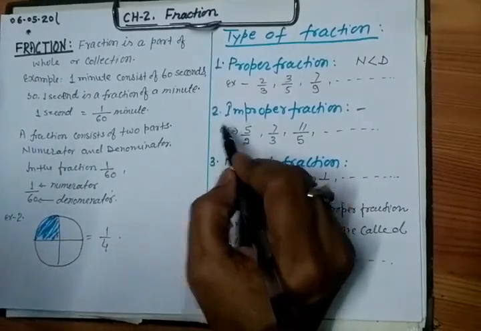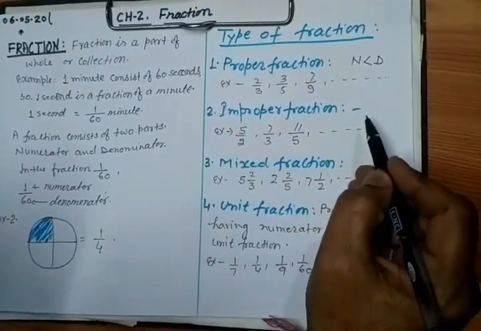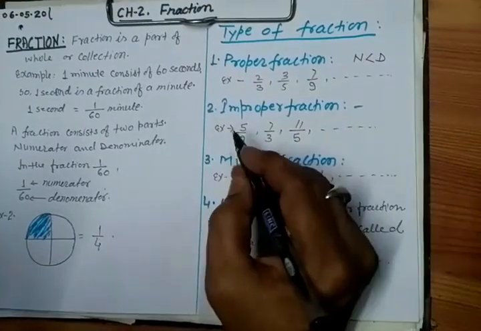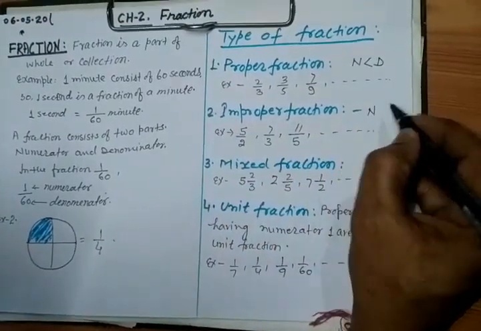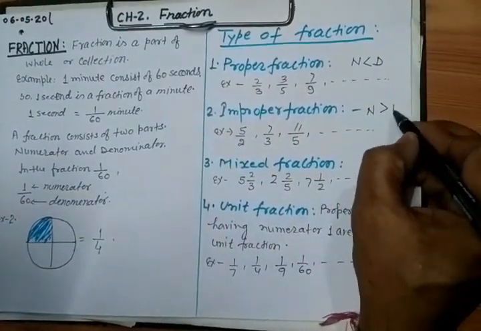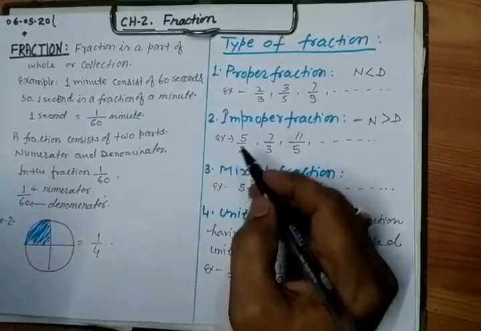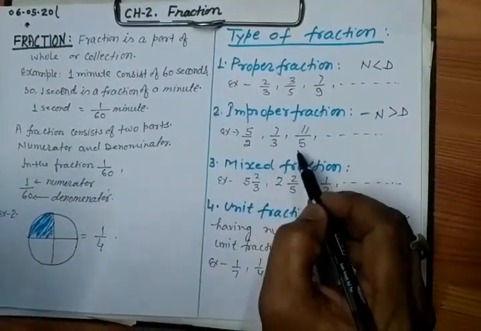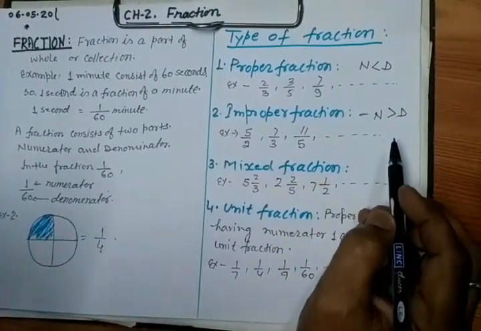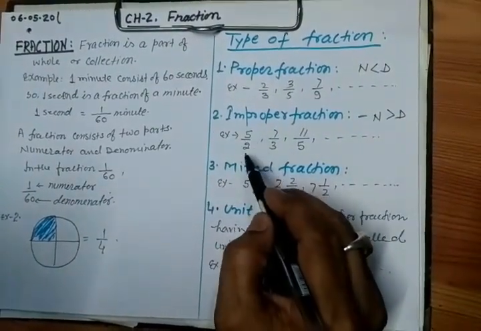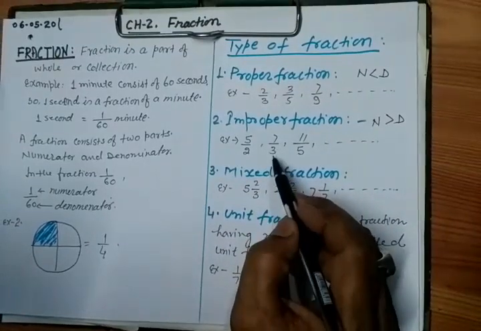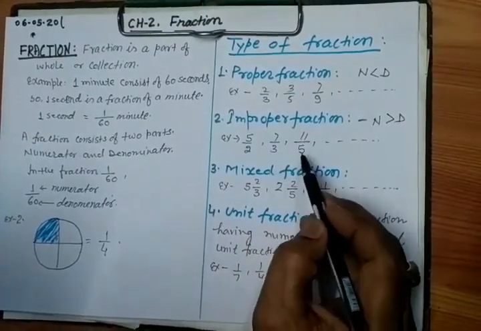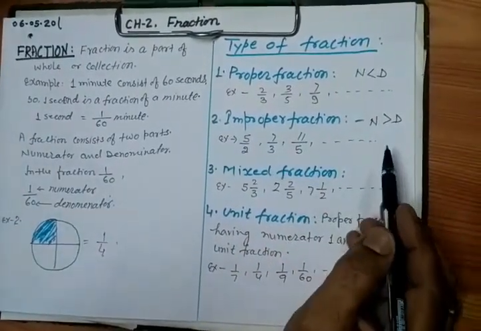Second is improper fraction. In an improper fraction, the numerator is greater than the denominator, as 5 by 2, 7 by 3, 11 by 5 and so on. We see that 5 is greater than 2, 7 is greater than 3 and 11 is greater than 5.